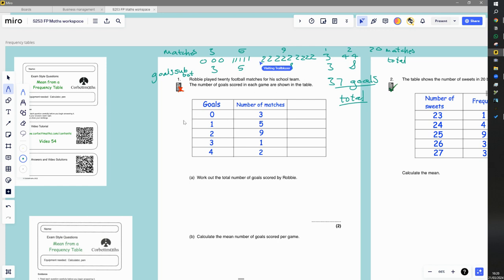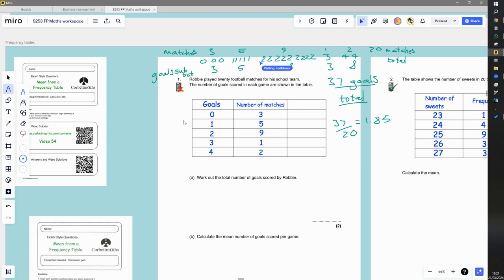So if he scored 37 goals in 20 matches, then on average, the number of goals per match would be 37 over 20. So I do 37 divided by 20, and that would be 1.85. So that would be the average amount of goals that he scores. Hopefully that makes sense, what I've just gone through there. The reason I did it that way is because I wanted to show you the method that we actually use here, but I wanted you to see how it's the same thing.